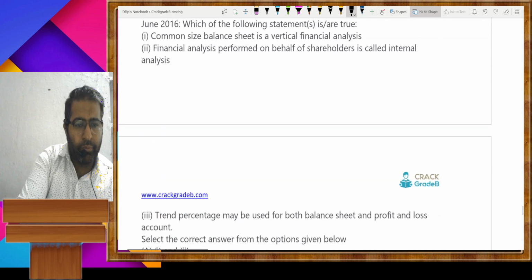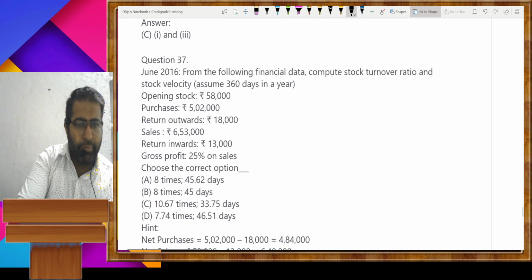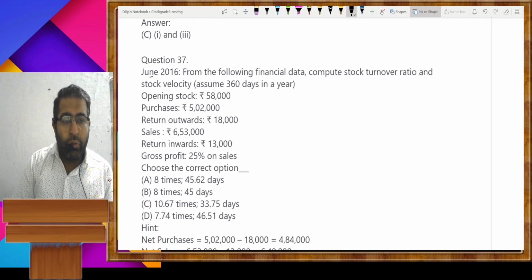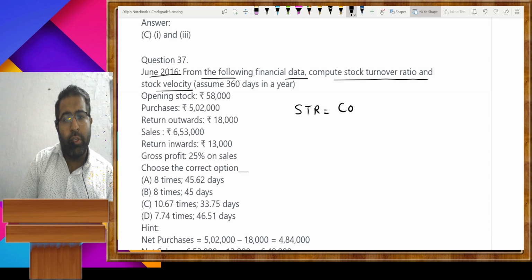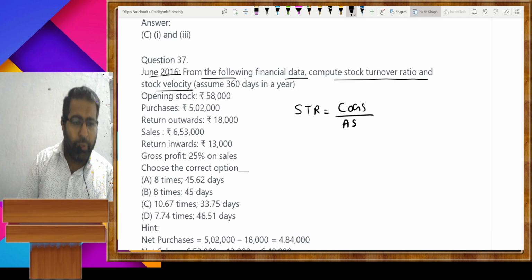Next question. June 2016, from the following financial data, compute stock turnover ratio and stock velocity. How is the stock turnover ratio calculated? COGS divided by average stock. COGS is sales minus GP.